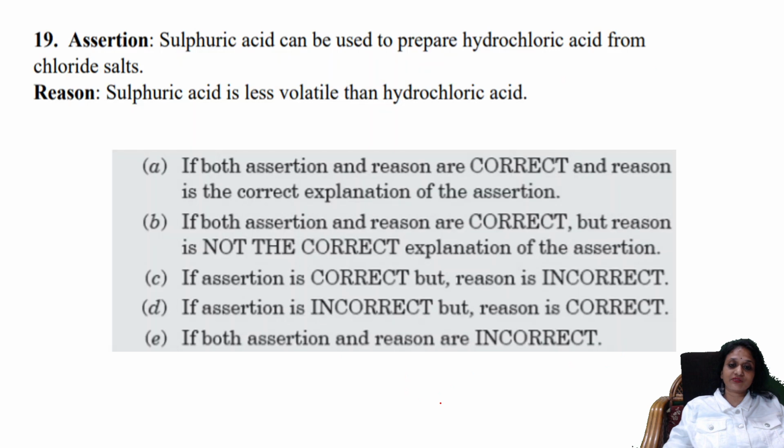Clear? Okay, next question. Sulphuric acid can be used to prepare hydrohalic acid from the salts. Sulphuric acid is less volatile than hydrochloric acid. Okay, now understand. Sulphuric acid can be used to prepare hydrohalic acid from the salts. Yes, it is right. We're going to see the reaction. Sulphuric acid is less volatile than hydrochloric acid. Yes, this is wrong. We will see why.